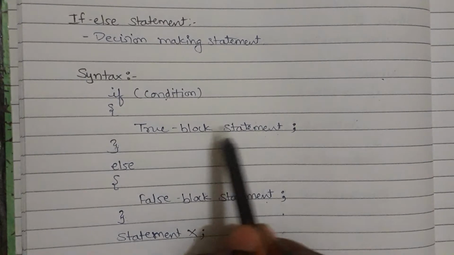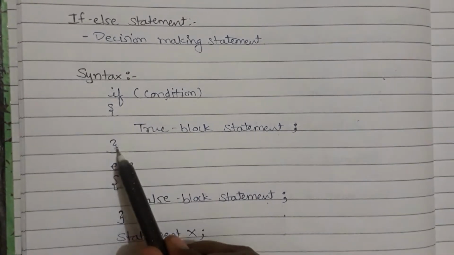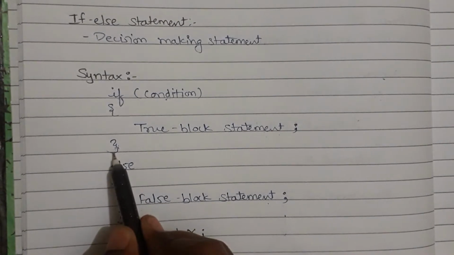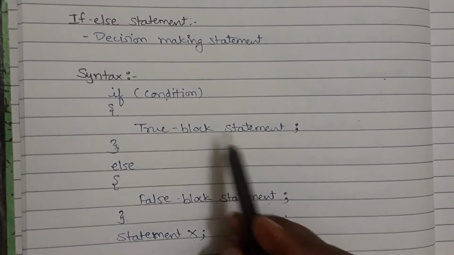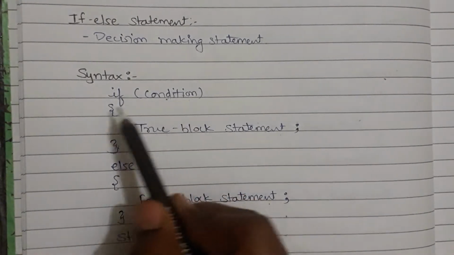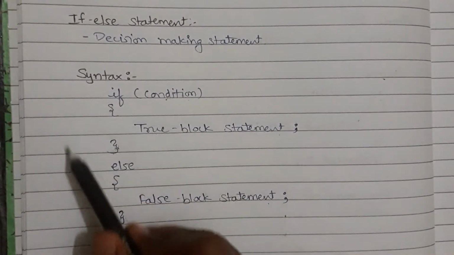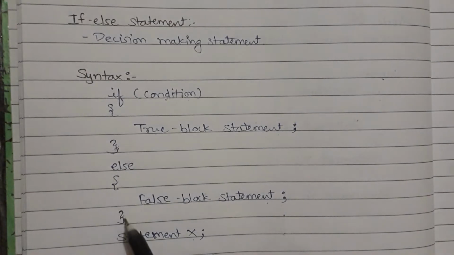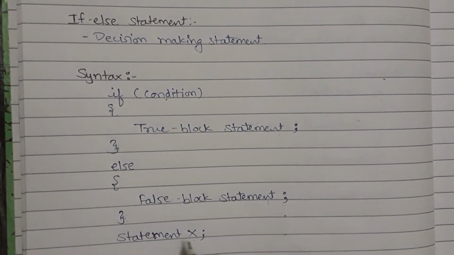Now this true block statement can be a single statement or it can be a group of statements. After executing this block, our control directly comes to statement X. Now if this condition is false, then this block will not be executed. The control directly comes to the else part and it will execute this false block statement. After executing the false block statement, it will execute statement X.